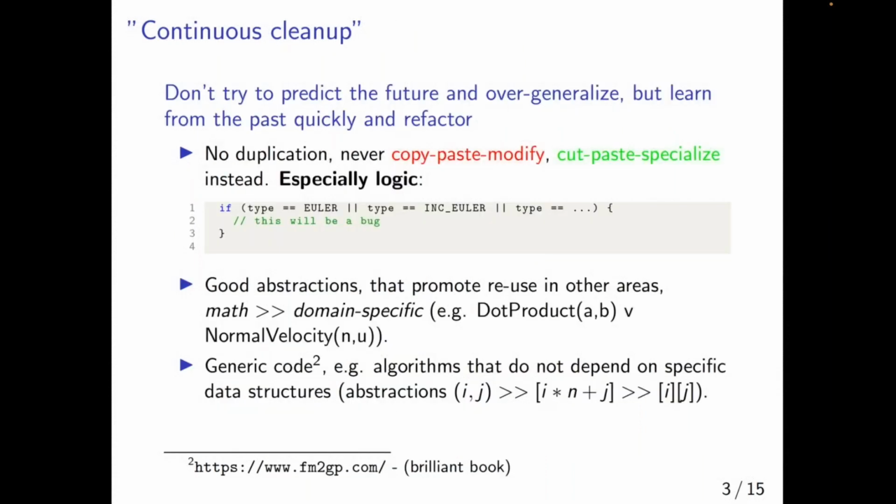I didn't get what you mean by abstractions where this IJ. What's that abstraction?